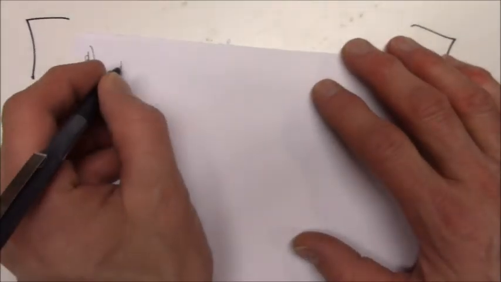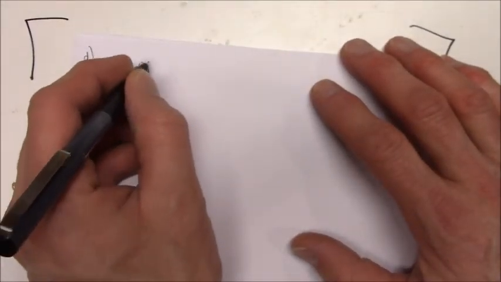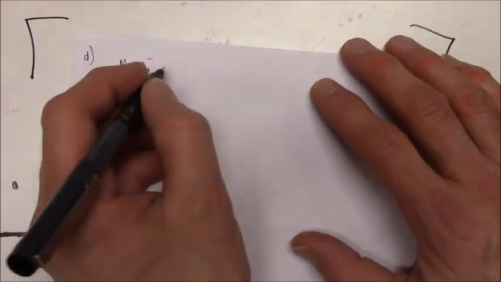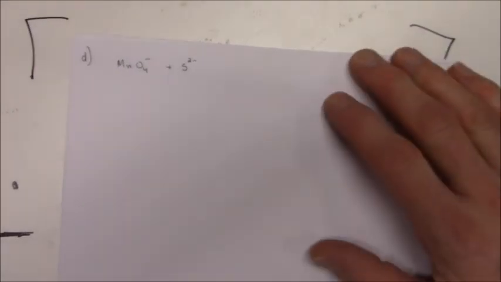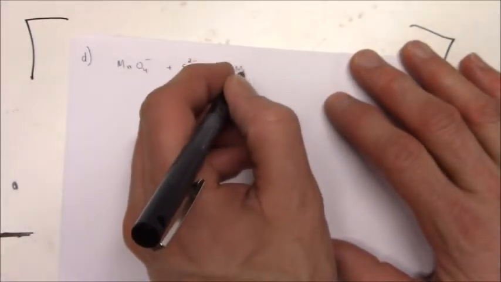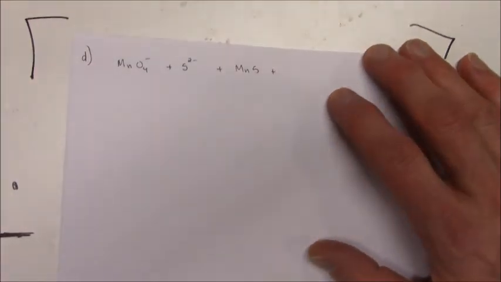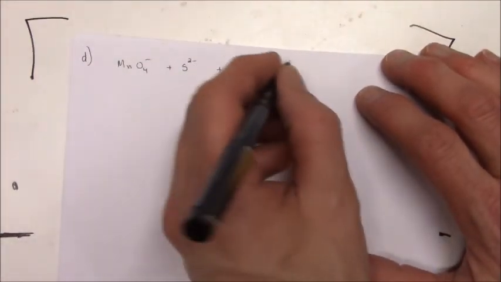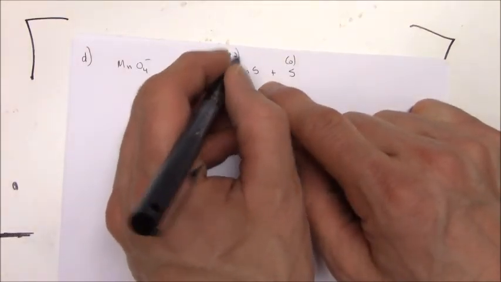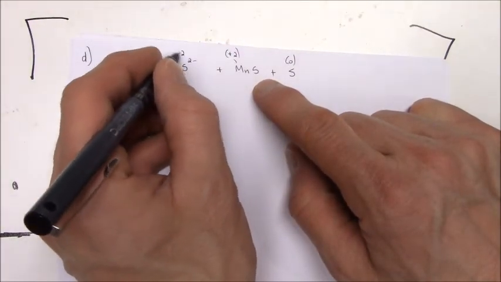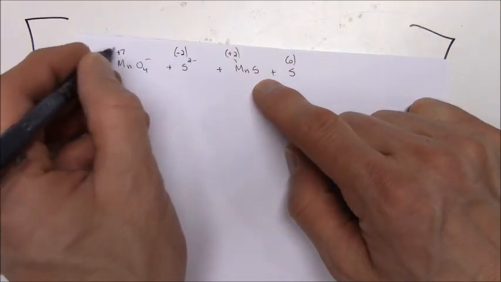All right, we're back in business. So, we have MnO4 minus plus sulfur 2 minus, manganese sulfide plus sulfur. So this is a 0. This manganese is a plus 2. This sulfur is a negative 2. This is a plus 7.